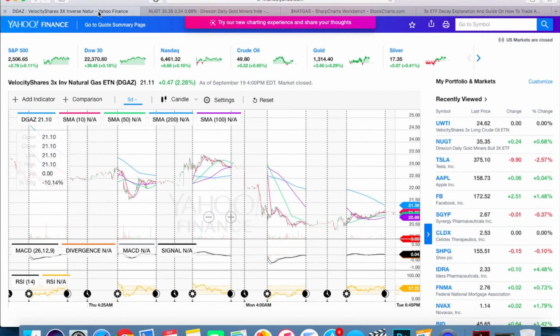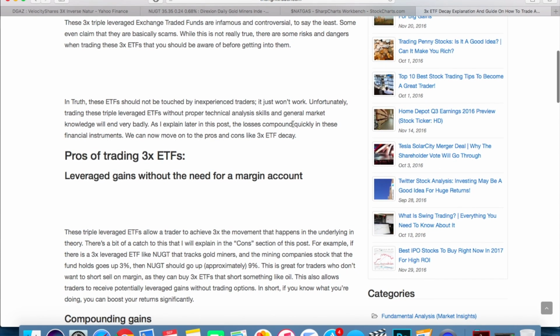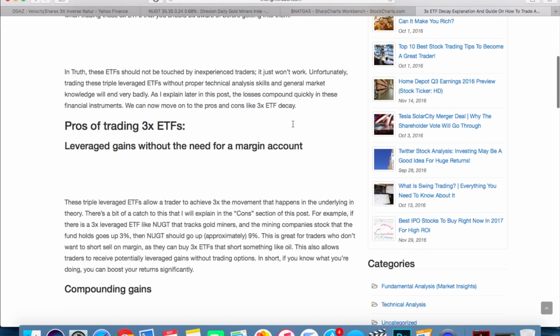And what I mean by that is, for example here, I just pulled up a random 3 times ETF. This is a pretty popular one. It's the 3 times inverse natural gas ETF called DGAS. And basically, if natural gas goes down, let's say 1%, this ETF should go up about 3%, right? So that's sort of the logic behind that, and that's why I say you can kind of short without really shorting. So that's a pretty big positive right there.